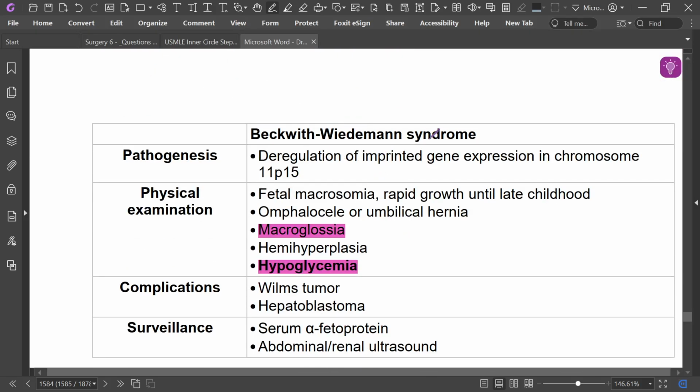Beckwith-Wiedemann syndrome: dysregulation of imprinted gene expression on chromosome 11p15. There is fetal macrosomia, with rapid growth until late childhood, omphalocele or umbilical hernia, macroglossia, hemihyperplasia, and hypoglycemia. Complications are Wilms tumor and hepatoblastoma. Surveillance is with serum alpha-fetoprotein and abdominal or renal ultrasound.